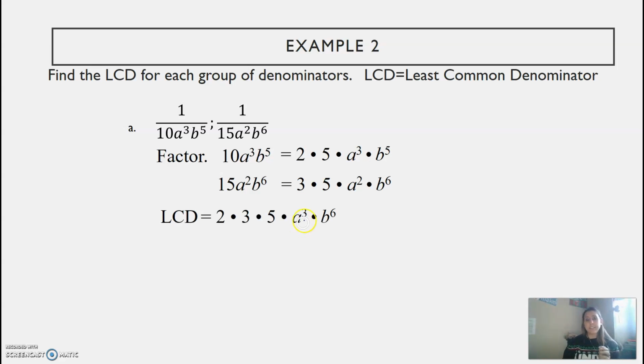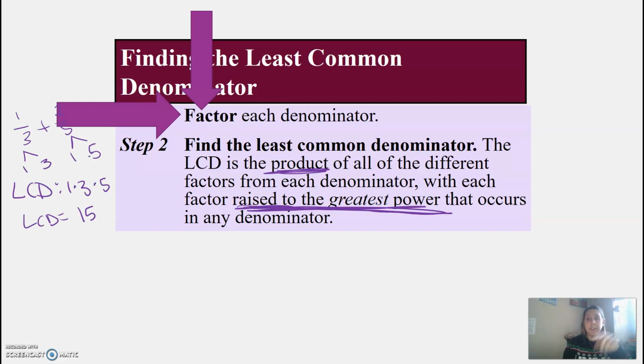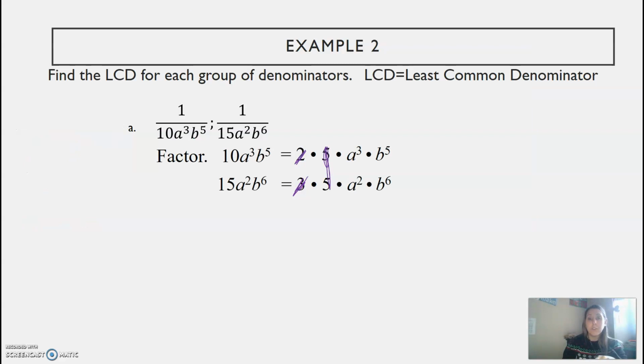Now we're going to find that LCD. So we've got the 2, that's there. We've got the 3. 5, it's written twice, so there it is. Then we have a cubed. Remember, it's got to be the greatest power that occurs in any denominator. So that's going to be a cubed and then b to the 6th. Then we're going to find that product and do all that multiplication. So we end up with 2 times 3, which is 6, times 5, which is 30, times a cubed, times b to the 6th power.